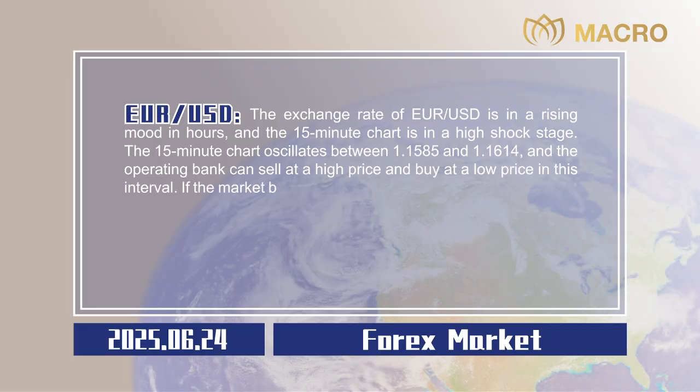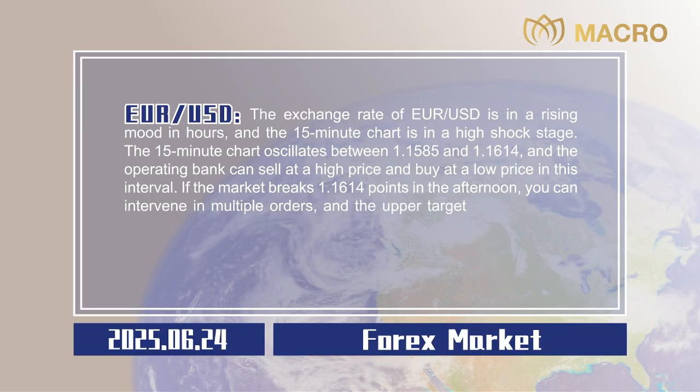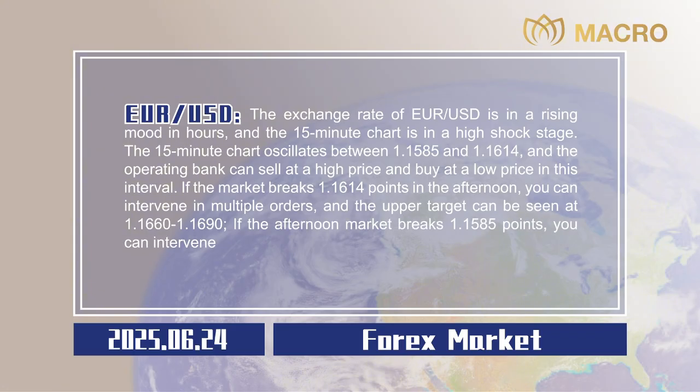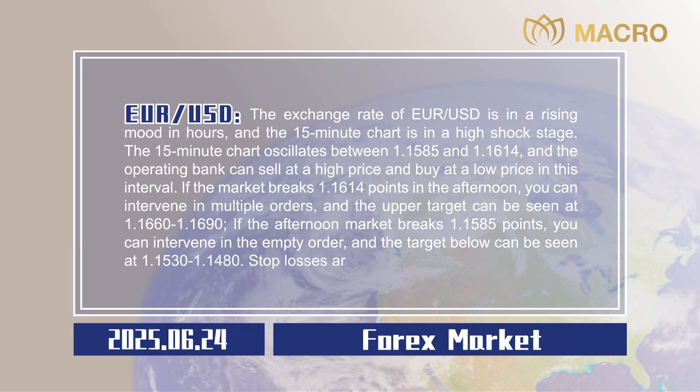If the market breaks 1.1614 points in the afternoon, you can intervene in multiple orders, and the upper target can be seen at 1.1660 to 1.1690. If the afternoon market breaks 1.1585 points, you can intervene in the empty order, and the target below can be seen at 1.1530 to 1.1480. Stop losses are all 20 points.